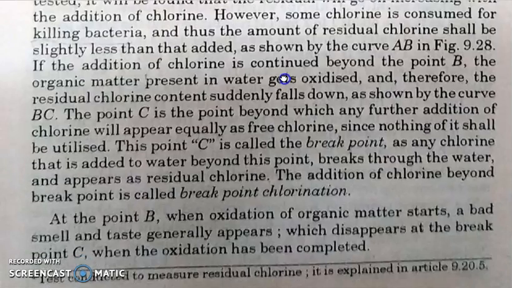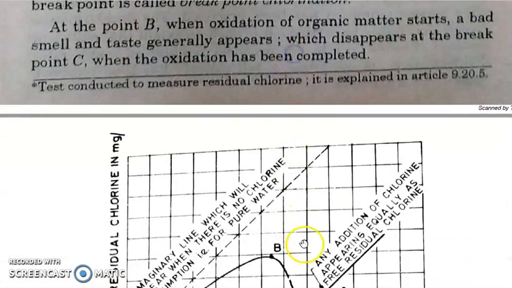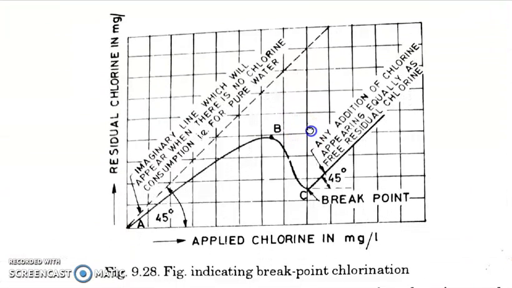Now there is one small graph here which you can see, to explain what you understand by breakpoint chlorination. If they ask a short note, the first thing is you are going to draw this graph. You can see here the x-axis is the applied chlorine value in mg per liter, the y-axis is the residual chlorine value in mg per liter, and there is one dotted line here at exactly a 45-degree angle. That means that if the applied chlorine value and the residual chlorine value are equal, you will get a straight line like this, which is exactly 45 degrees.